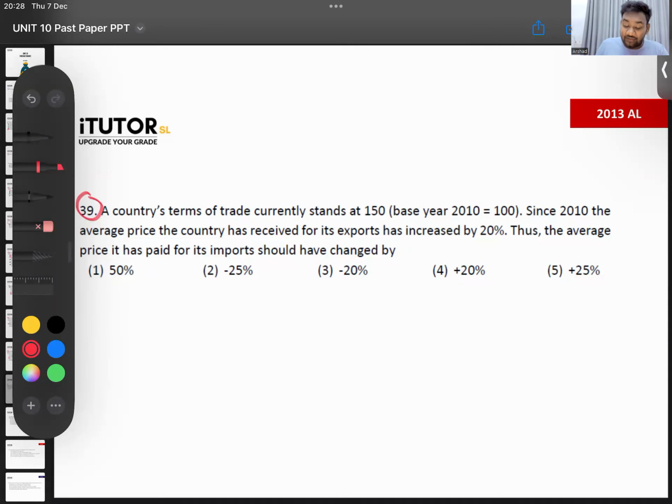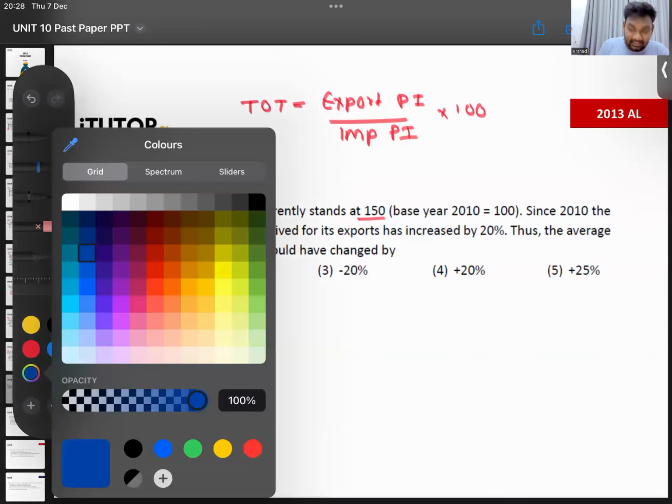A country's terms of trade currently stands at 150. So TOT is 150. Since 2010, now remember Lamai, how do you calculate TOT? This is commodity terms of trade. That is your export price index divided by your import price index into 100. That's how you have things.